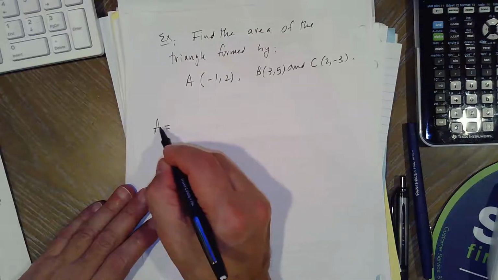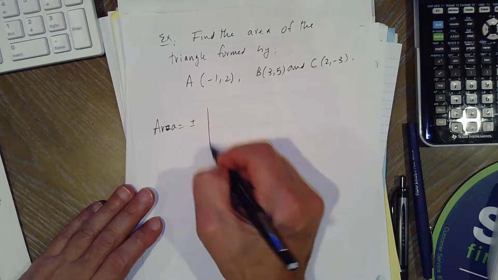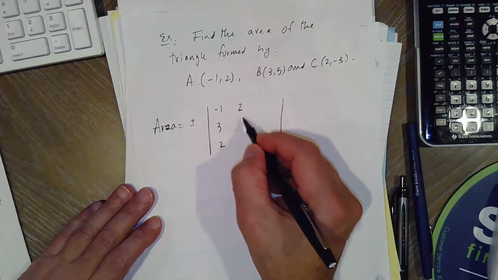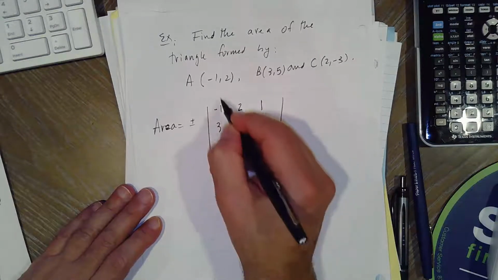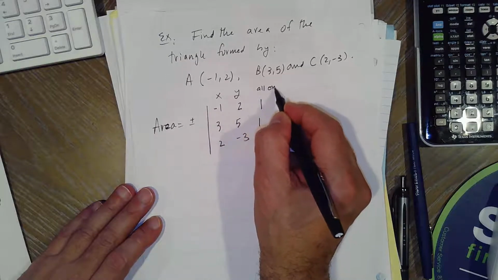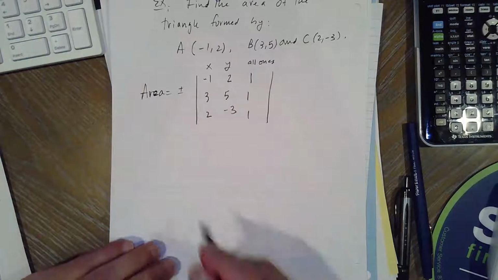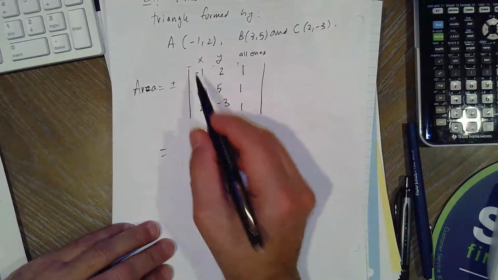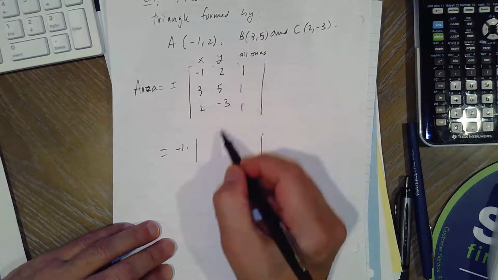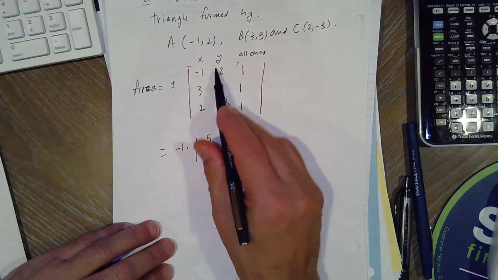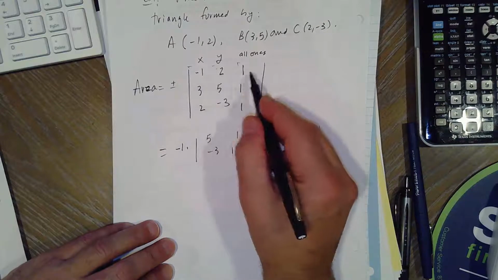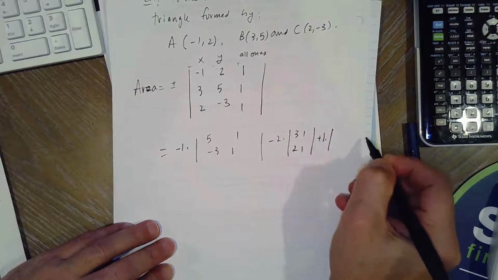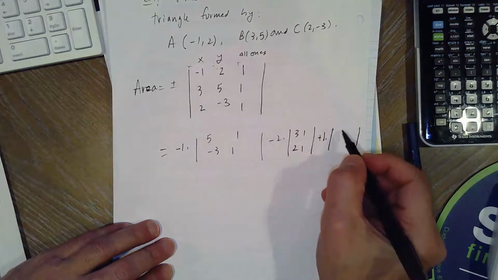So area equals plus or minus. You put the x values here, so -1, 3, 2. The y values 2, 5, -3, and all ones. X, y, all ones. So leave the plus and minus alone. That's just to adjust sign if it was negative. So remember plus minus plus. So plus -1 times the minor, which is 5, 1, -3, 1, minus 2 times the minor, which is 3, 1, 2, 1, and then plus 1 times 3, 5, 2, -3.